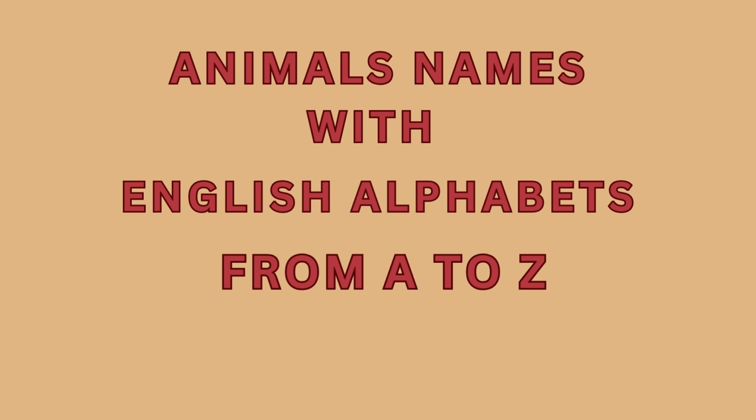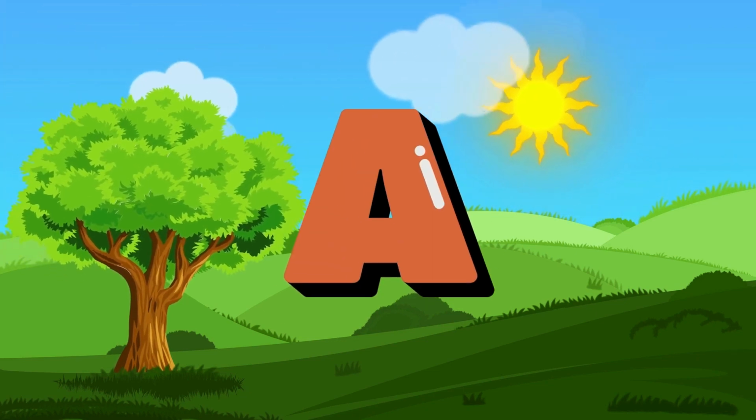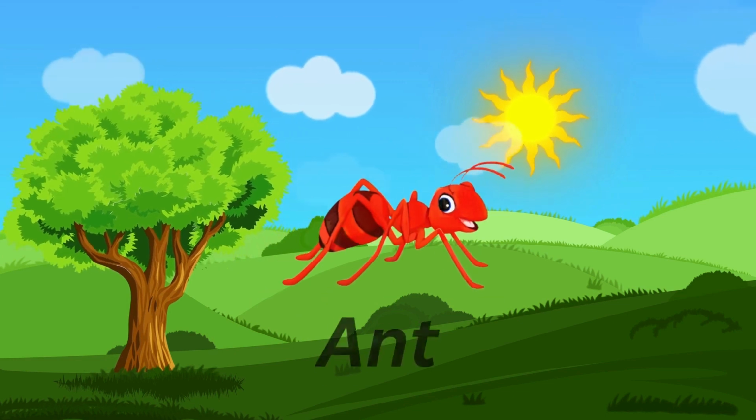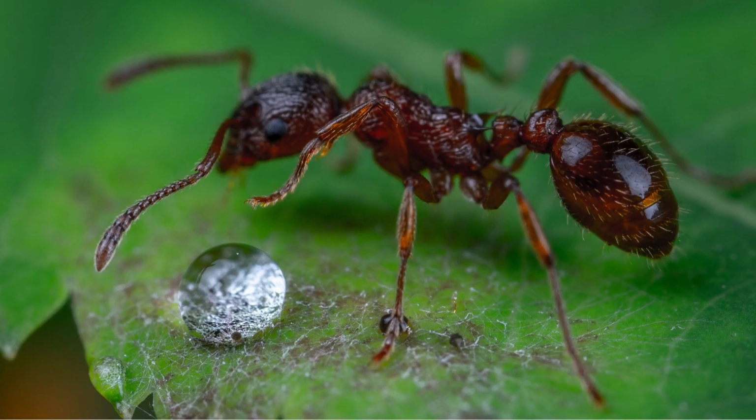Animal names with English alphabets from A to Z. A. A for ant. This is an ant.